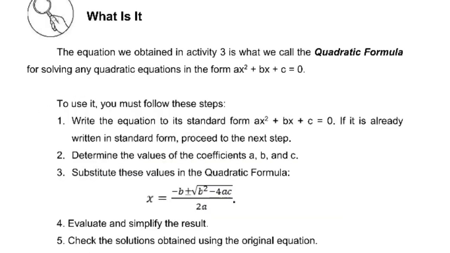Now to use this one, these are the steps. We're going to write the equation in standard form, ax squared plus bx plus c equals 0. Then after that one, we're going to determine the values of the coefficients a, b, and c. So pangitaon ninyo ang a, b, and c. Then after finding the values of a, b, and c, substitute these values in the quadratic formula, x equals negative b plus minus square root of b squared minus 4ac over 2a. Then next is evaluate and simplify the result. So after you have the result, you're going to check if those two values are the solutions of the equation.